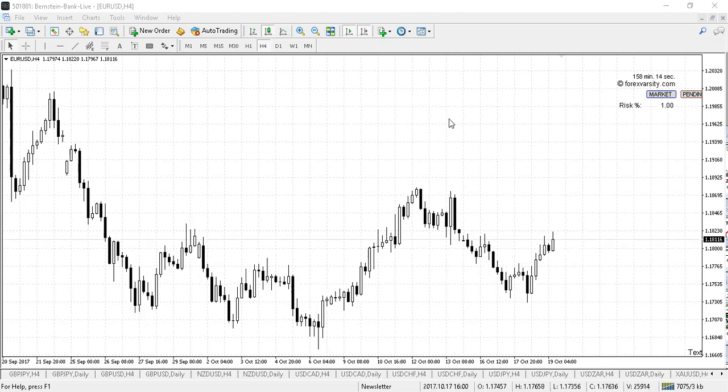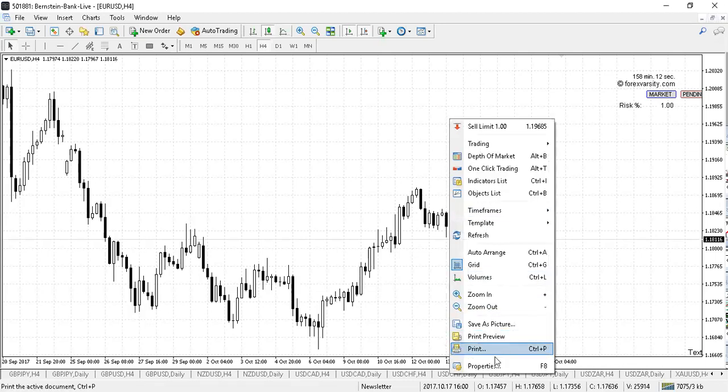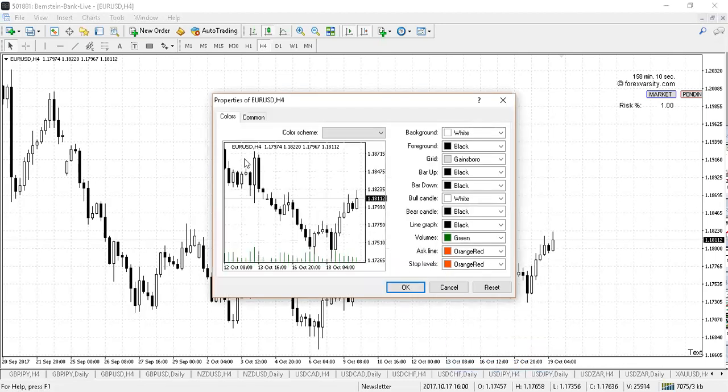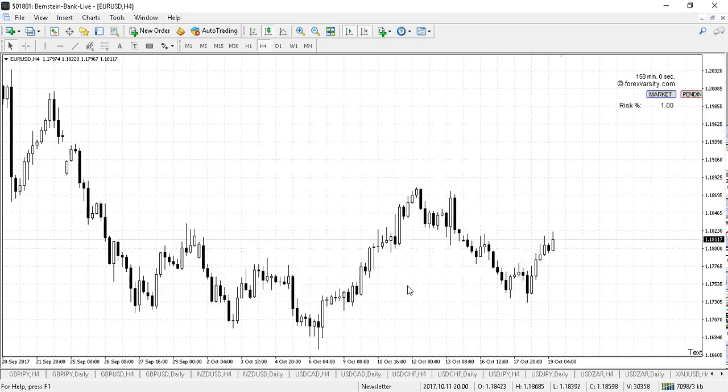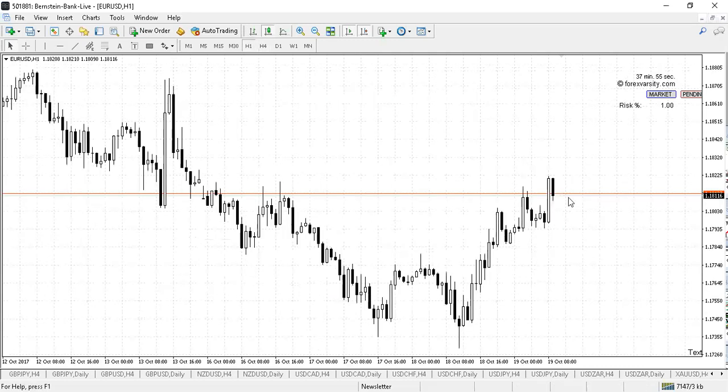And you can do that by right-clicking on your MetaTrader. Just go to Properties and then go to the Common tab, and you'll be able to click a little box that says Show Ask Line. And if you click OK, what you'll find is that you'll get this other line appear on the screen.